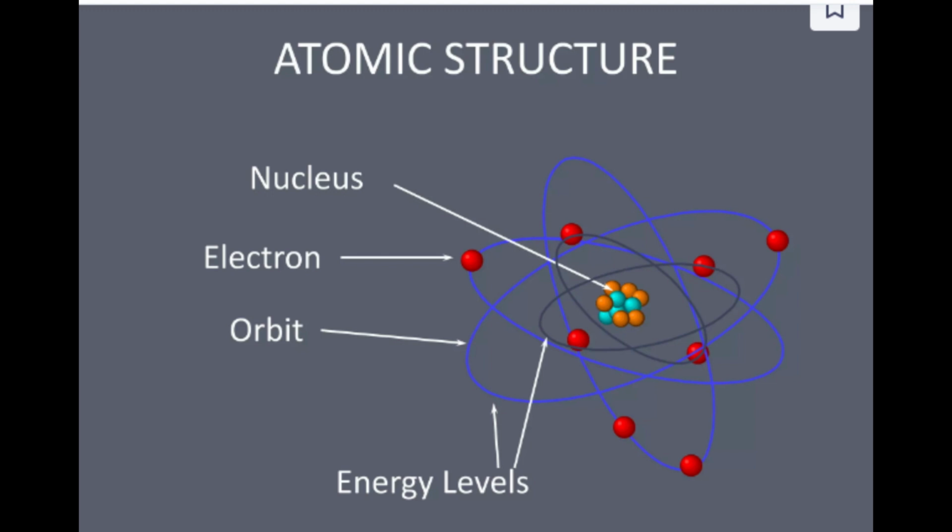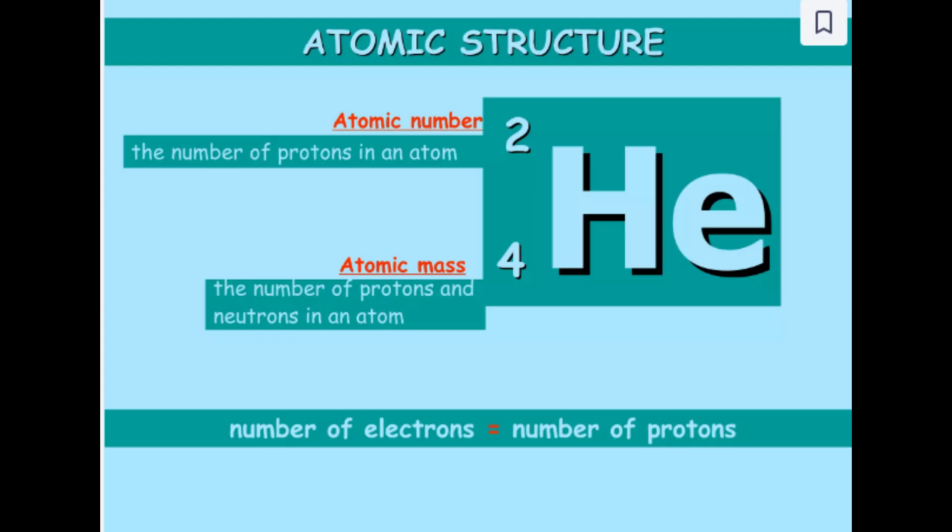Now let's understand this by taking the example of helium. In helium, the symbol is He, and we see two numbers written on it, 2 and 4. 2 is the atomic number, which is the number of protons, and 4 is the atomic mass. Atomic mass is defined as the sum of the number of protons and neutrons present in an atom. If we know that there are 2 protons in helium, that means 4 minus 2 is the number of neutrons in the helium atom.